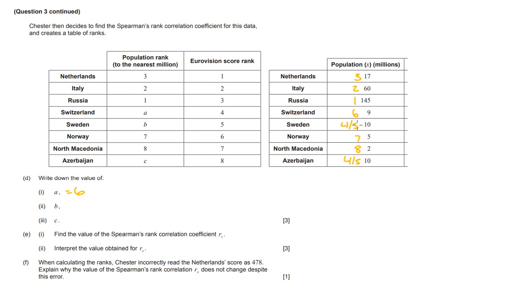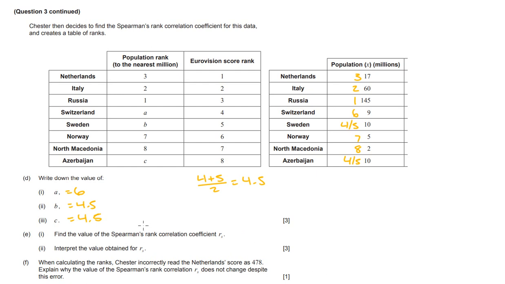Okay, now B and C are these two, and those are the two that tied for 4th and 5th. So what we have to do to come up with that rank, that value, is do 4 plus 5 because they tied for 4th and 5th. So 4 plus 5 divided by 2 gives us 4.5. So each of these are going to be 4.5. So if they're tied, you've got to split the score between the two. Okay. Find the value of Spearman's rank correlation coefficient r.